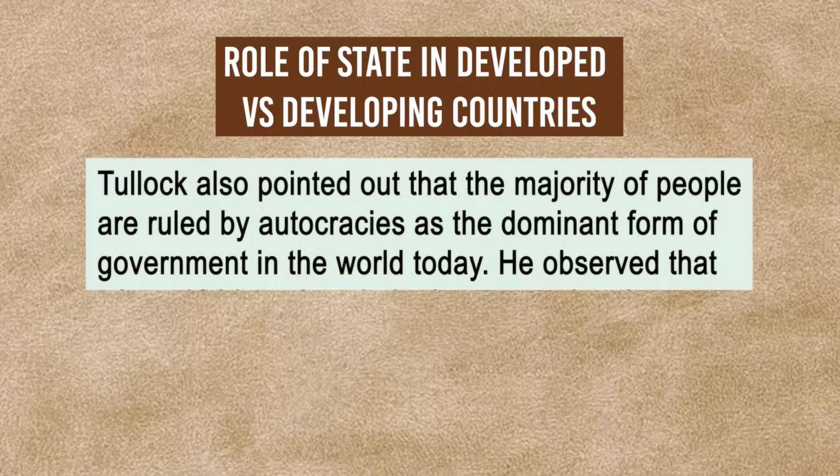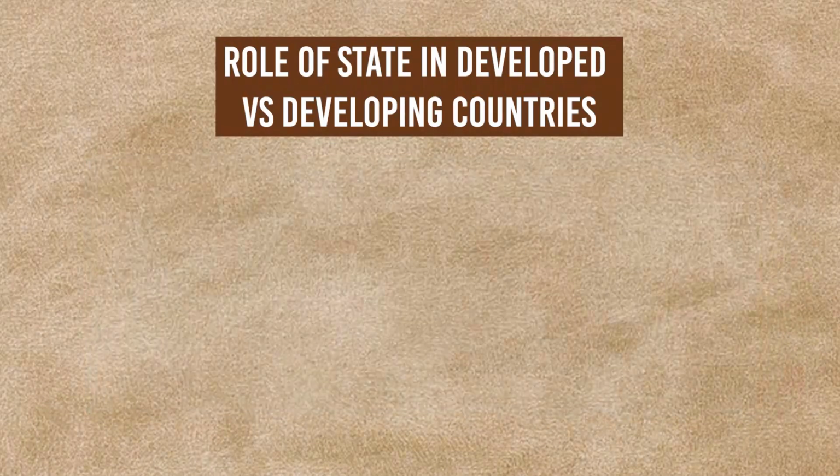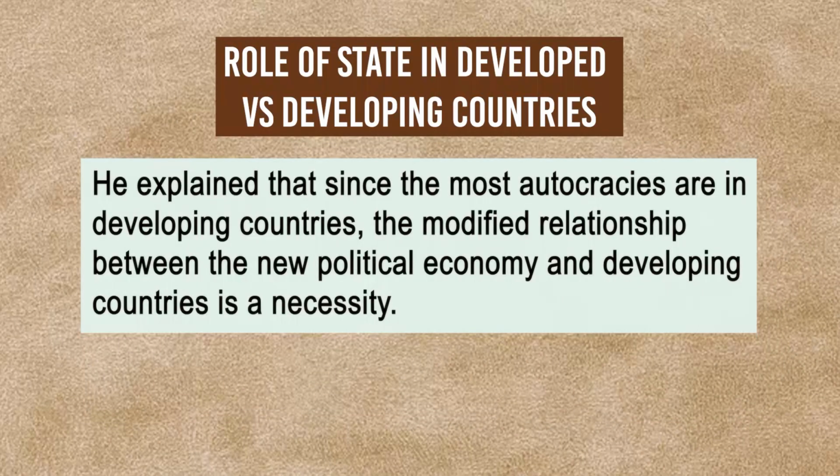So he claimed that since in each of these developing countries the state structure is very different from the developed countries, the technique of analysis must also be different. And Tulloch also pointed out that the majority of the people are ruled by autocracies as the dominant form of government in the world today. He observed that since 1914, on the whole, democracy has become a less significant form of government and dictatorship has become more and more important. He explained that since most autocracies are in developing countries, a modified relationship between the new political economy and the developing countries is a necessity.